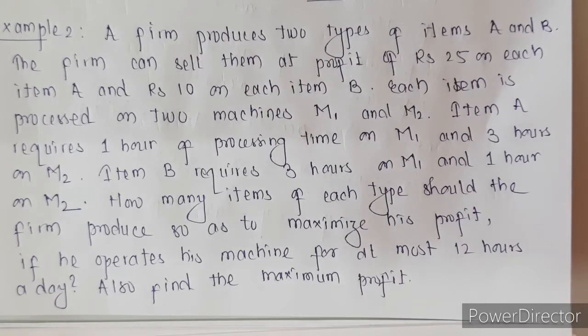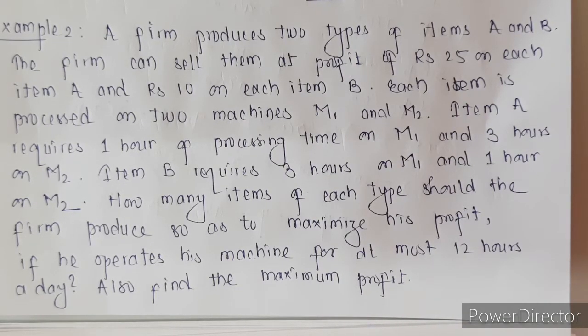Next problem. Now a firm produces two types of items, A and B. The firm can sell them at a profit of rupees 25 on each item A and rupees 10 on each item B. Each item is processed on two machines, M1 and M2. Item A requires 1 hour of processing time on M1 and 3 hours on M2. Item B requires 3 hours on M1 and 1 hour on M2.